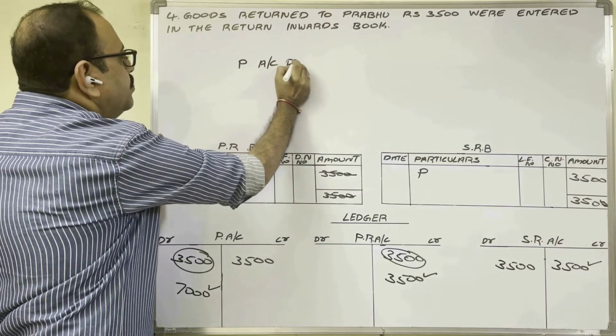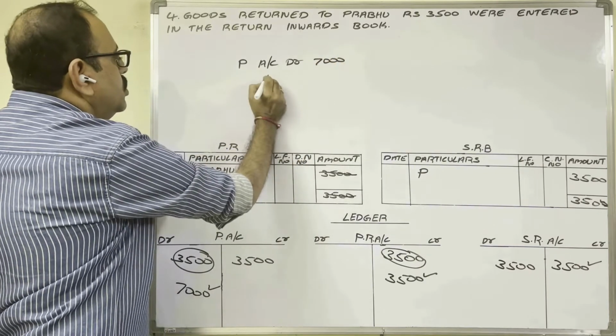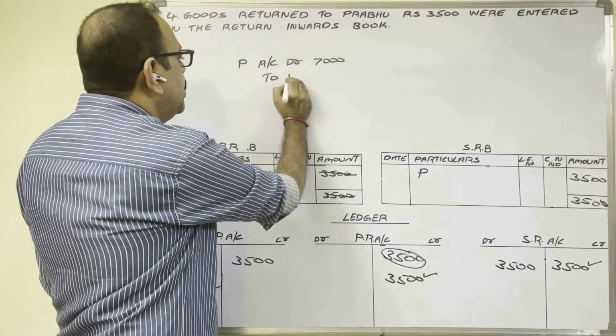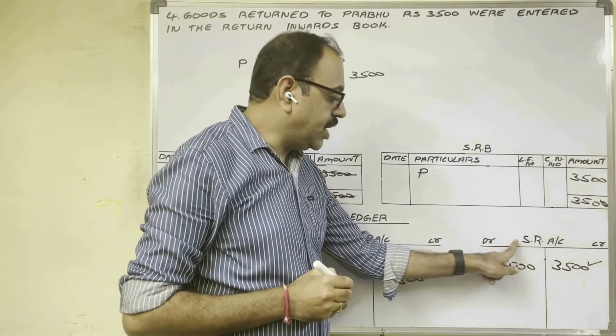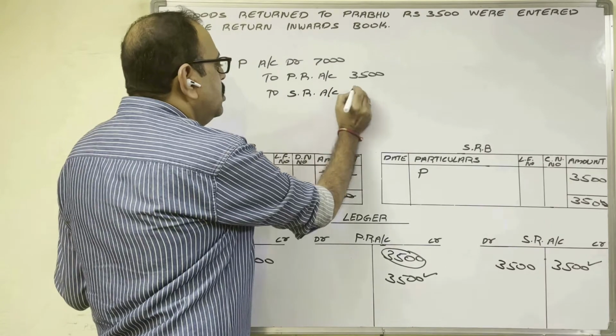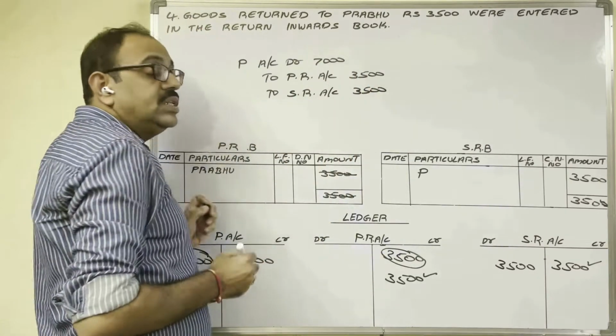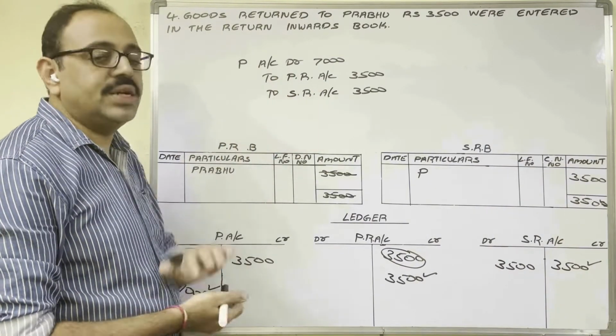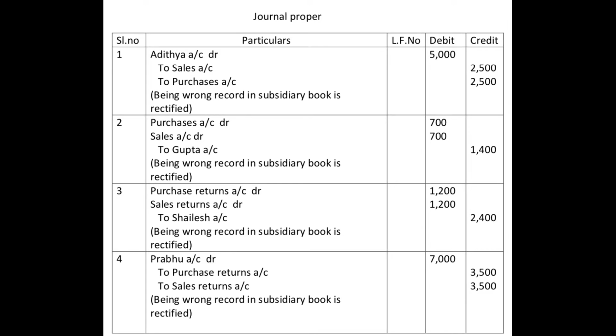Prabhu account debit 7,000. Second, purchase returns account should be credited with 3,500 rupees. Second, sales returns account also we should credit with the same amount, 3,500 rupees. This is the rectification entry. Fourth point: Prabhu account debit, to purchase returns account, to sales returns account. Prabhu in the debit column 7,000, in the credit column purchase returns 3,500, sales returns 3,500.